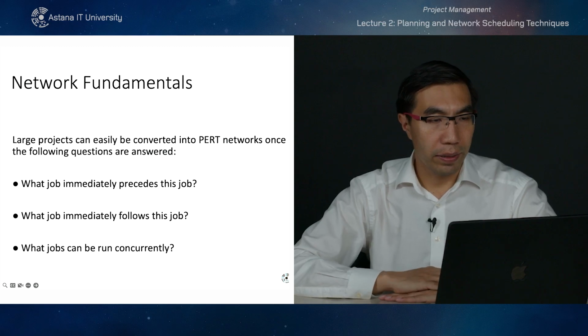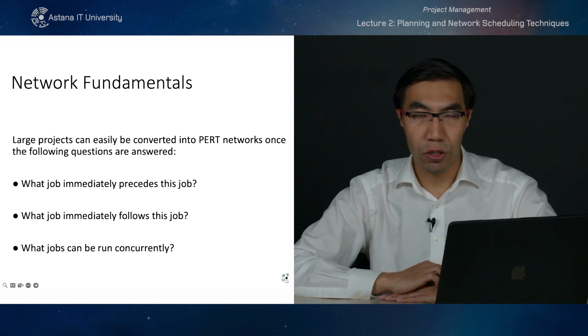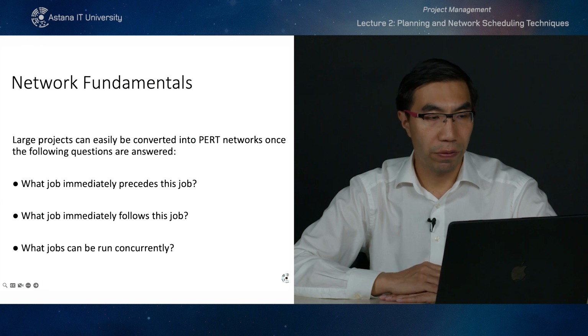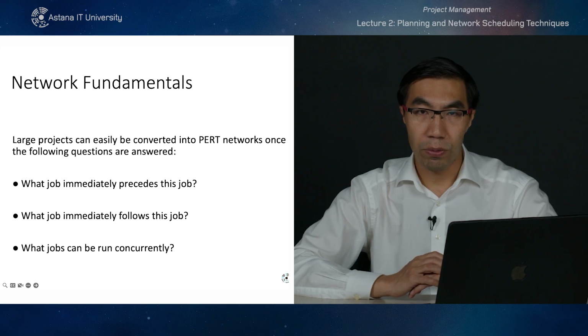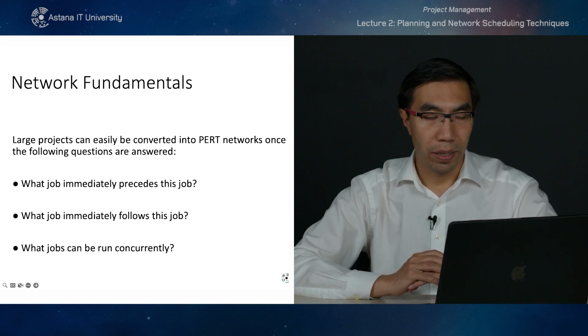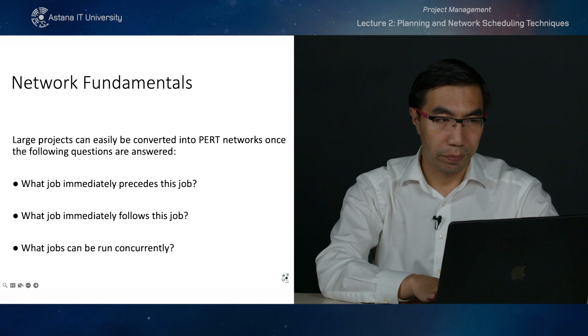In order to convert the charts into PERT networks, you need to answer the following questions. What job immediately precedes this job? What are the dependencies between various activities? What job immediately follows this job? And what jobs can be run concurrently? Once you understand these relationships, then you can create a PERT network.